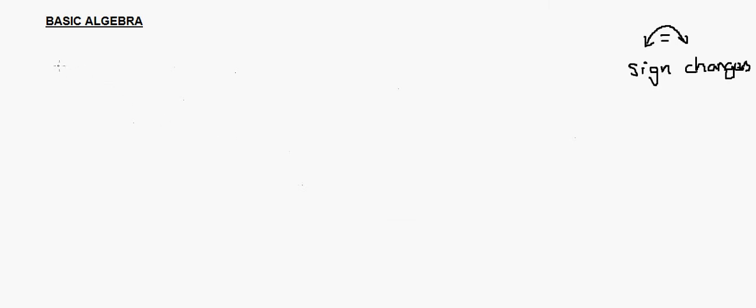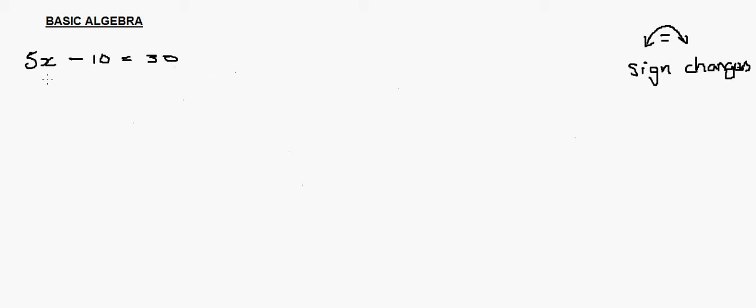Okay, so this is basic algebra 2. You've done probably a few, hopefully. Let's say we have 5x minus 10 equals 30. Now remember my rule, the sign changes if anything moves over it.